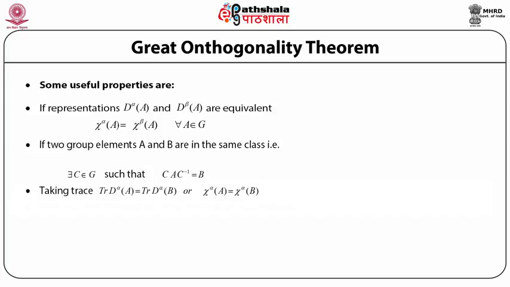If we take the trace of this, then the trace of C A C inverse is equal to the trace of B. But the trace of any number of matrices is the same when you permute the matrices in a cyclic order. So the trace of C A C inverse is the trace of C inverse C A, which is the trace of A. Therefore, trace A is equal to trace B. Therefore, the character chi alpha for the group element A is the same as the character for the group element B, which belong to the same class. That is, elements belonging to the same class have the same character. That is, the character is a function of a class and not of each element.